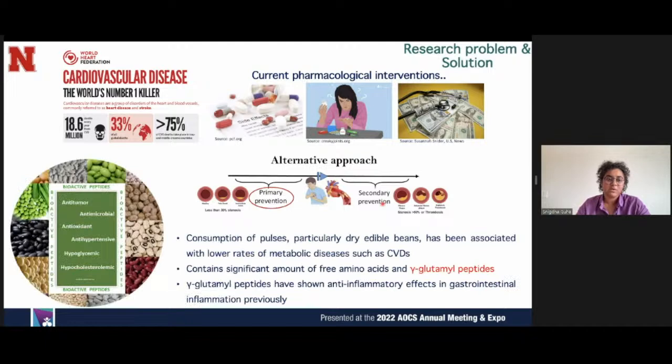Therefore, my research focuses on bioactive peptides, particularly from pulses, which are particularly from dry edible beans, which are a type of pulses, because consumption of pulses have been shown to reduce the rate of metabolic diseases. Also, these beans contain a large amount of free amino acids and gamma-glutamyl peptides. Gamma-glutamyl peptides are a type of bioactive peptides which form their peptide bonds through the gamma carbon of the glutamic acid instead of the usual alpha carbon, which also makes them resistant to gastrointestinal digestion. And they have previously shown anti-inflammatory effects in gastrointestinal inflammation.